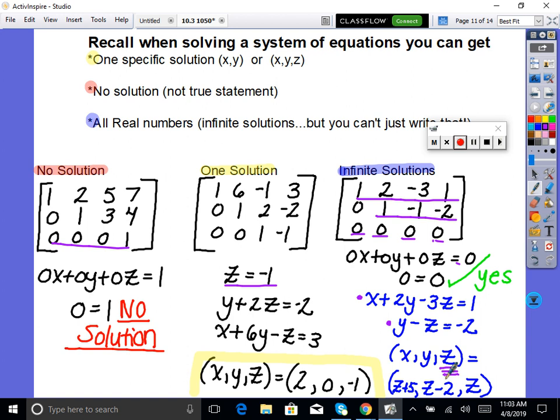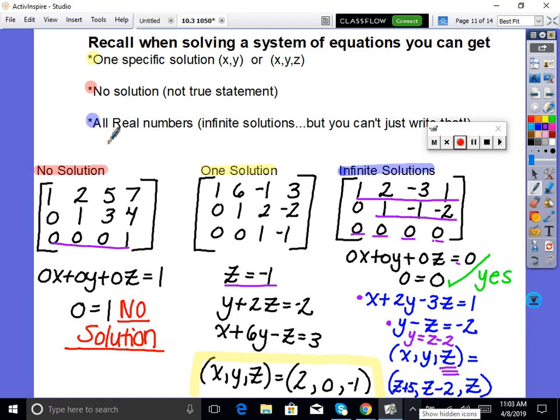So look at my final answer. I put z as z. Now y needs to be an equation of z. So look, get y alone. So I added z. So y is equal to z minus 2. Do you guys see why I wrote z minus 2 right there? And all I have to do is go back up here. Now look what you have.